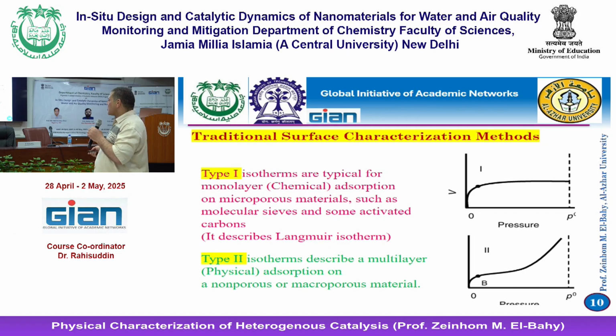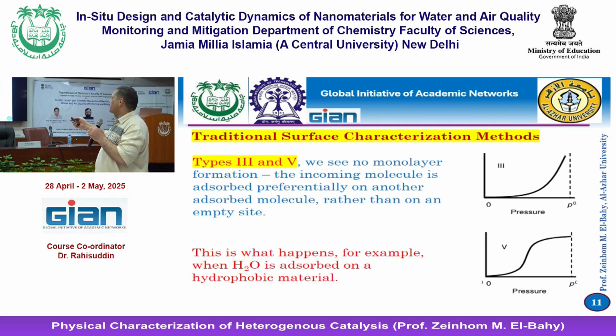Of course, there are other shapes like type 3 and type 5. Both are physical absorption. And type 5 is like this. Of course, it combines physical absorption and some parabola up there. Type 4 is different, and this is the most important one in catalysis, because most of the catalysts which have pores have this type of isotherm.